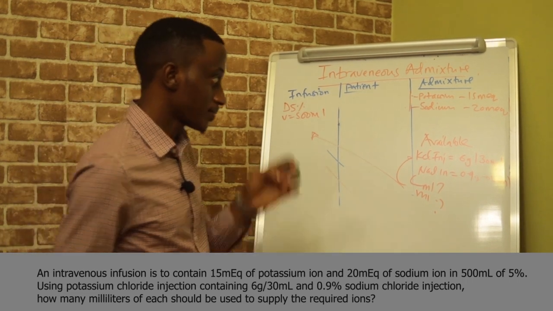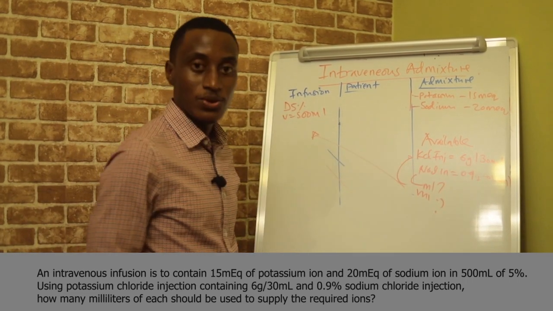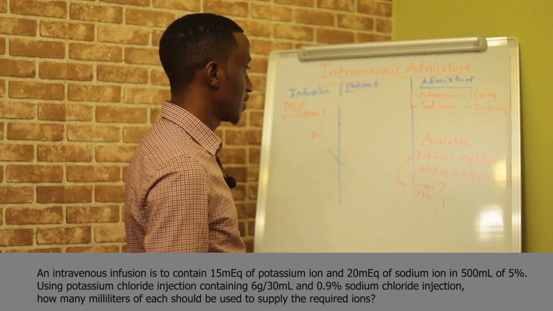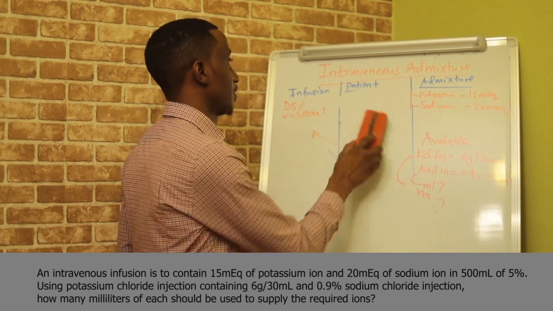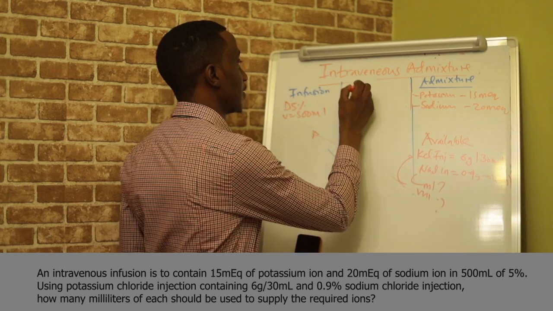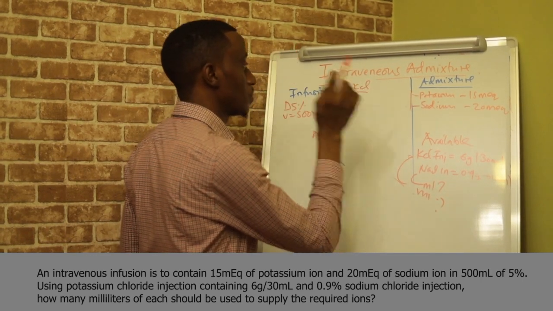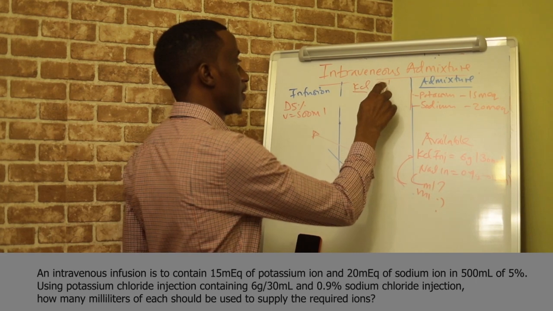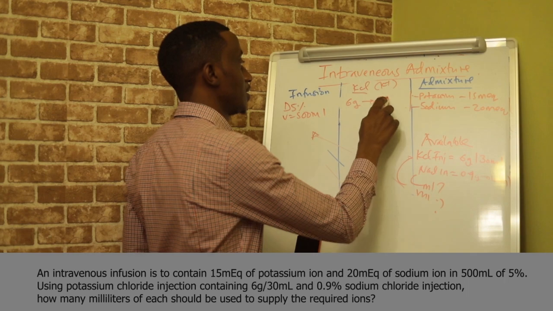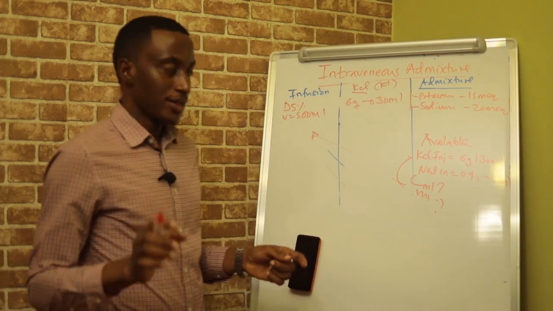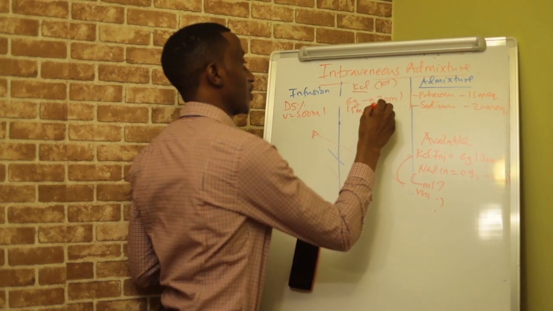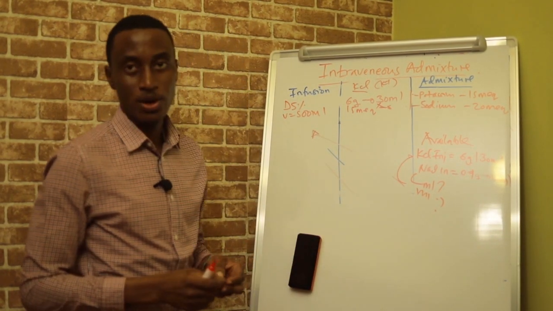How do we do this? We need to consider the concentrations given. The first concentration is about potassium chloride. So let's solve the amount of potassium chloride. The amount of potassium to be issued can be obtained from potassium chloride. Its concentration from the injection is 6 grams in 30 mL. Then how many milliequivalents are required? 15 mEq are contained in how many mL? So how do you do this?